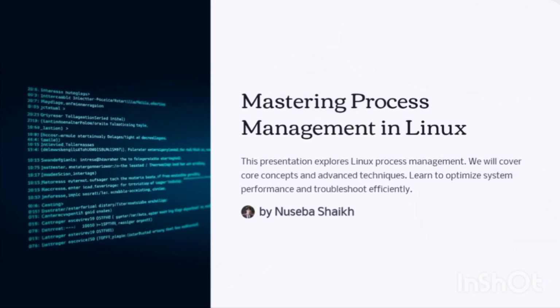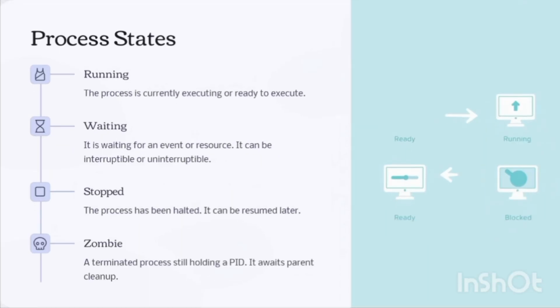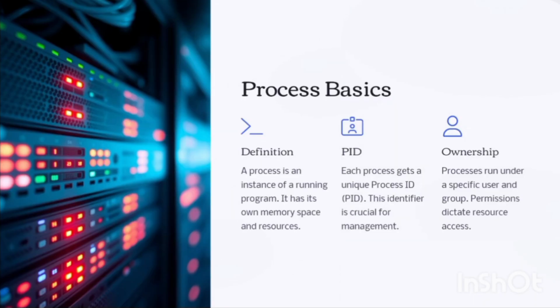In Linux, a process is an instance of a running program. Every command you run in the terminal, like opening a text editor or compiling code, creates a process. Each process gets a unique PID, or process ID, which helps the system and users manage it individually. And every process runs under a specific user and group, which defines what resources and files it can access, based on the Linux file permissions.